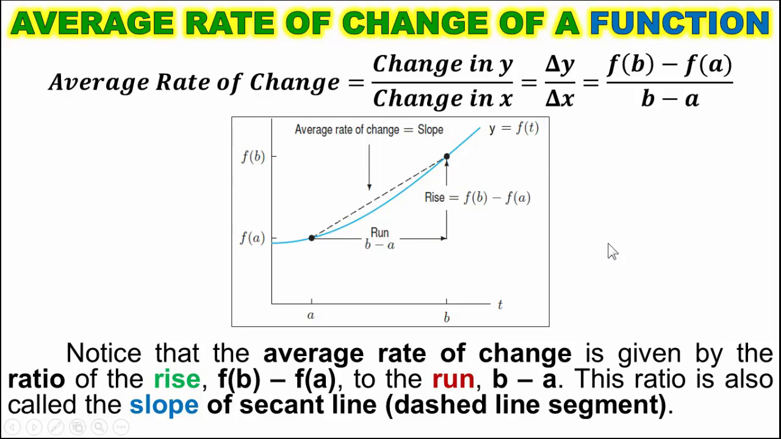The average rate of change of a function is the formula f of b minus f of a divided by b minus a. Notice that the average rate of change is given by the ratio of the rise, f of b minus f of a, to the run, b minus a, from the interval a to b. This ratio is also called the slope of the secant line when you connect the first point to the second point. And that is the secant line.